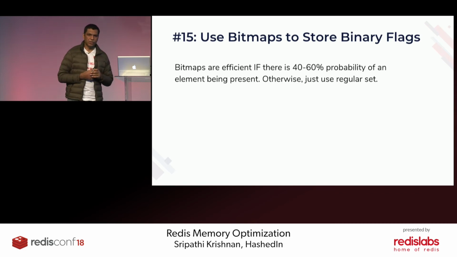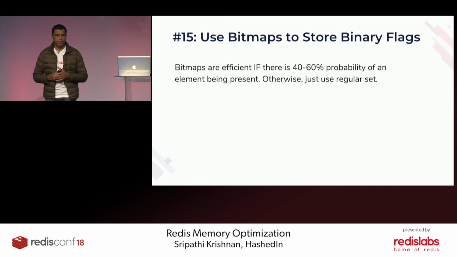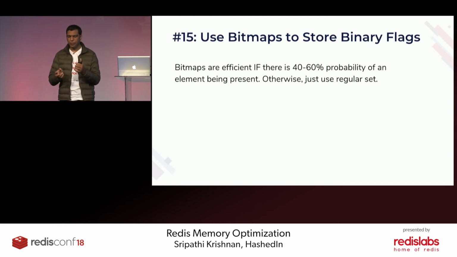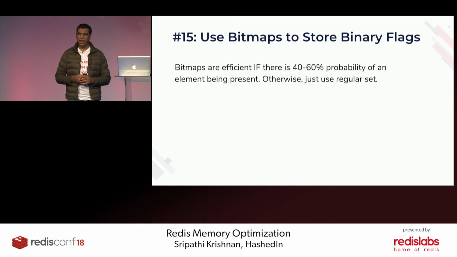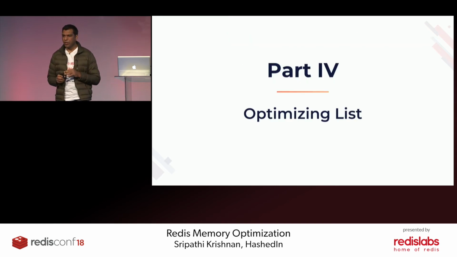But if the probability is in the 40 to 60% range, then a bitmap makes more sense because then it is bounded no matter how many elements there are. The size of the bitmap is fixed. So yeah, bitmaps are a great way to implement a set. It's just a Redis string. Use the SETBIT and GETBIT commands on a Redis string, and you can implement bitmaps. So that's the section on optimizing sets.